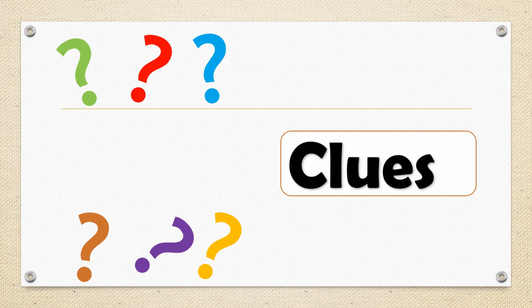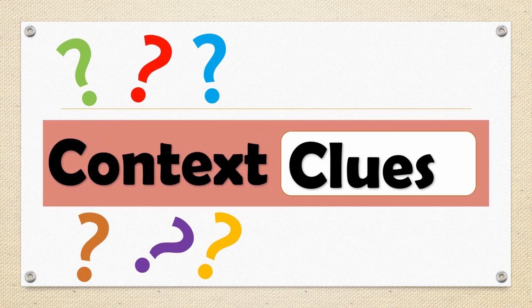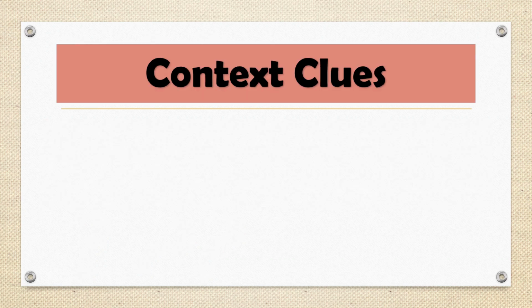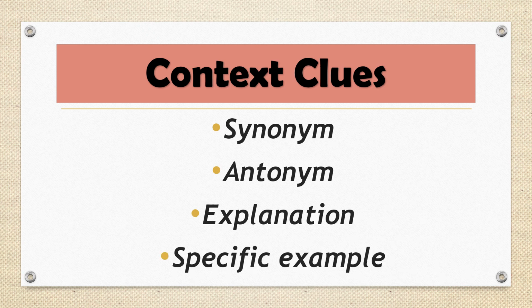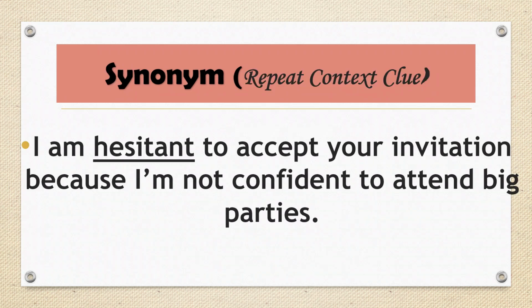Let's know more about the clues that are inside the context to help you define the words that you are not aware of. And to start, let's deal with the different types of context clues, such as synonym, antonym, explanation, and a specific example. Now let's have synonym, or we could also call this a repeat context clue. So synonym is a pair of words that means the same thing.